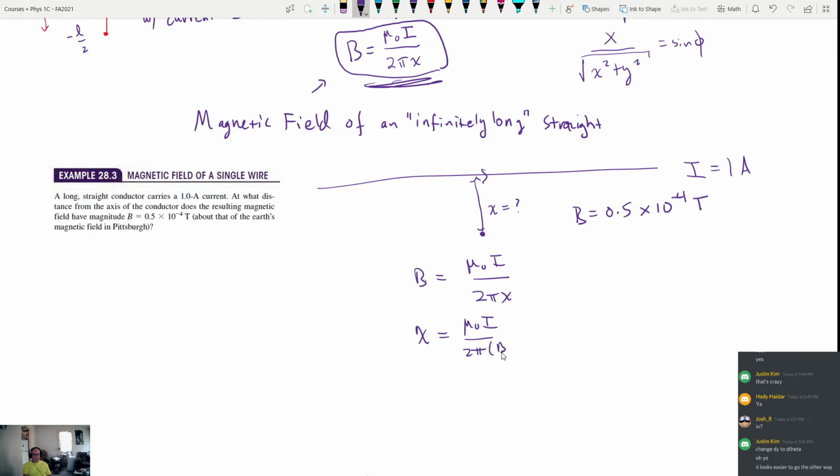So we're going to get x is equal to mu naught I over 2 pi times the magnetic field B. If we plug in our numbers, the constant mu naught is 4 pi times 10 to the minus 7 Tesla meter over amp. We multiply by the current I, which is 1 amp. We divide by 2 pi, and then we multiply by the size of the magnetic field, which is 0.5 times 10 to the minus 4 Teslas.